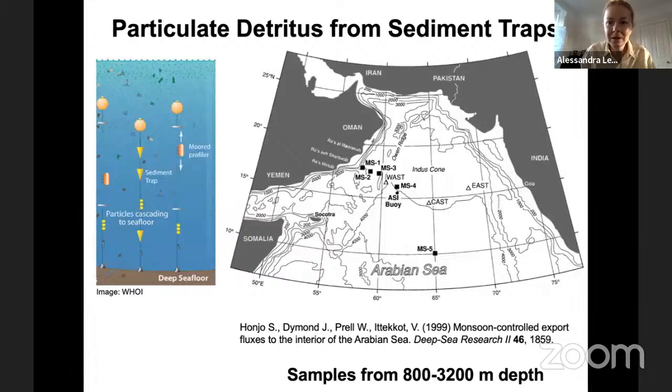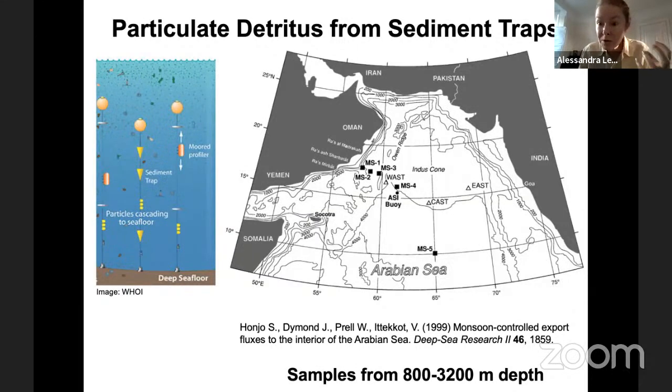To look at this, I'm first going to show you some samples from sediment traps that were suspended in the Arabian Sea. We had access to some wonderful samples from a cruise off the coast of Oman that had been preserved. And these sediment traps had basically caught the detritus sinking down from the surface waters at different depths in the water column in the Arabian Sea. So it's a way of seeing that detritus from different depths in the water column.